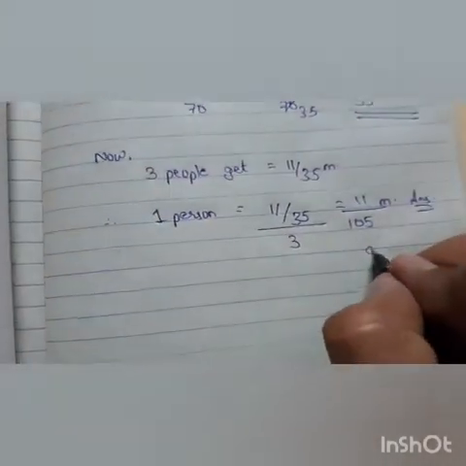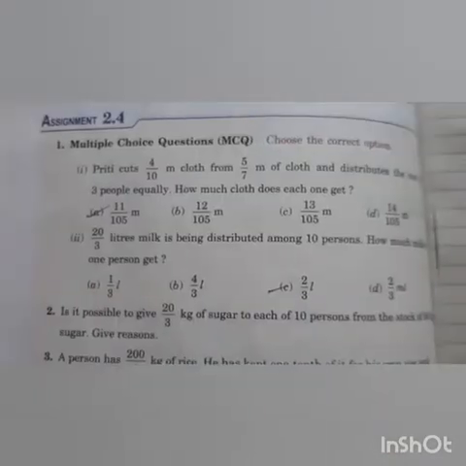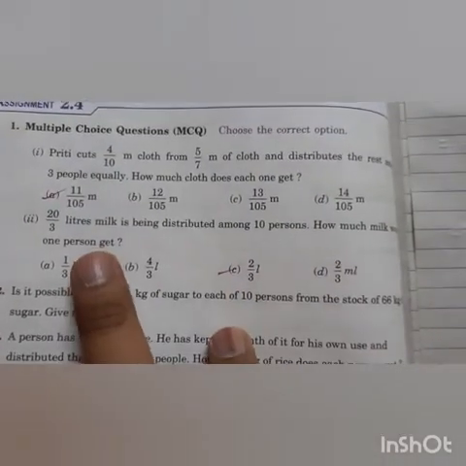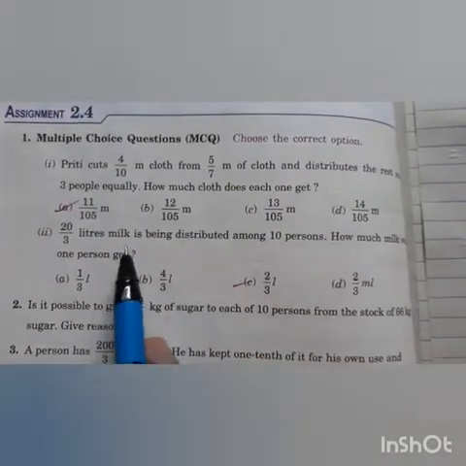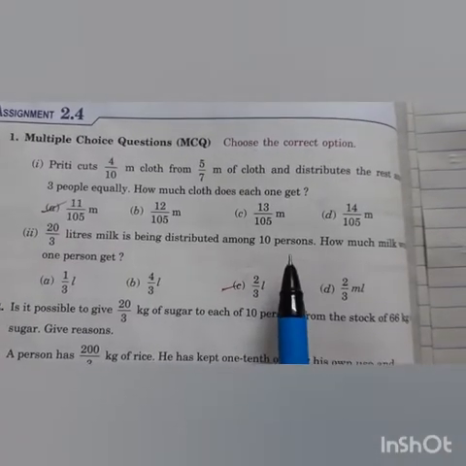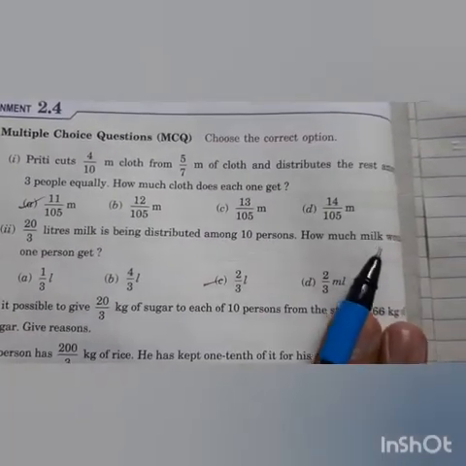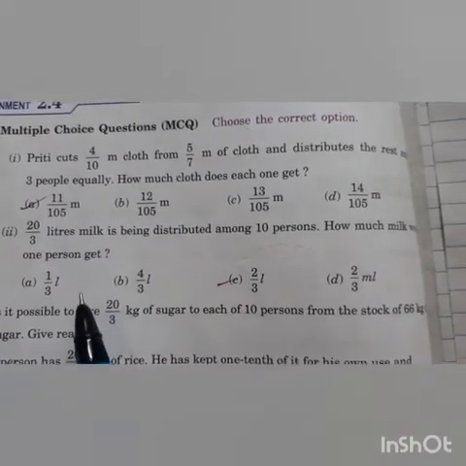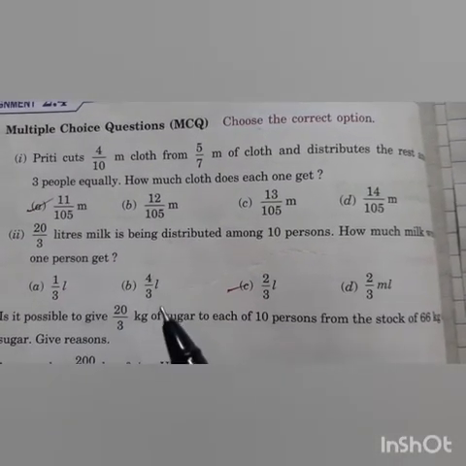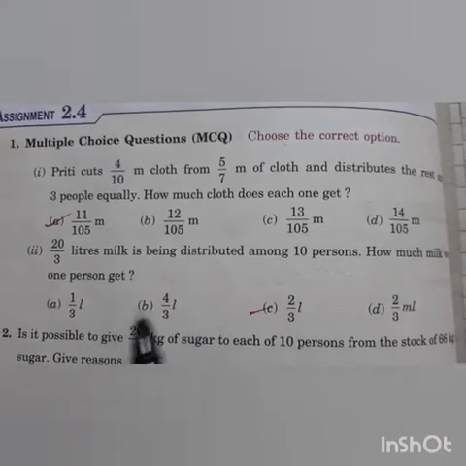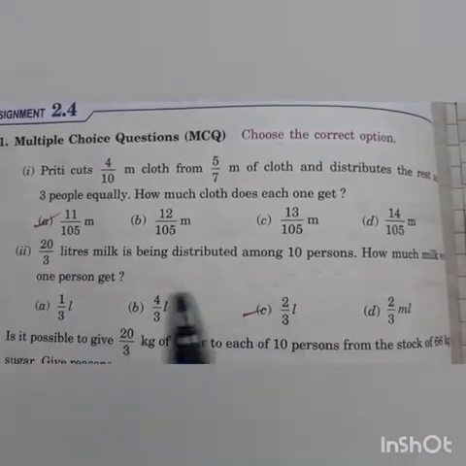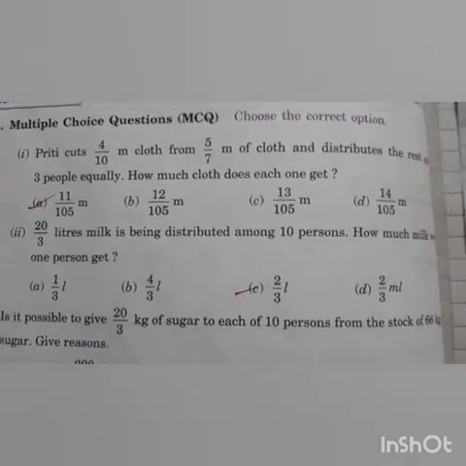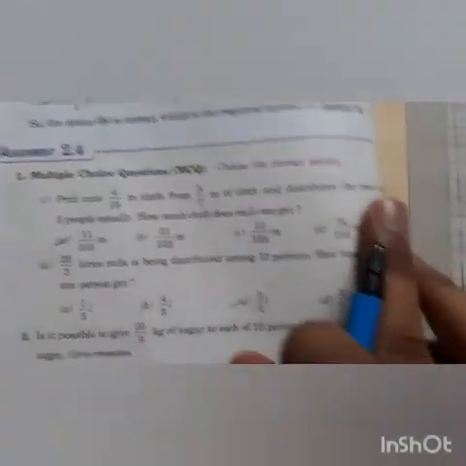Your option A. Now see the next question. 20 upon 3 liters milk is distributed among 10 persons. How much milk would one person get? It's a very simple question. Like you must have read in your junior classes, if the cost of 3 pens is this much, then what is the cost of 1 pen? Let's see it mathematically.